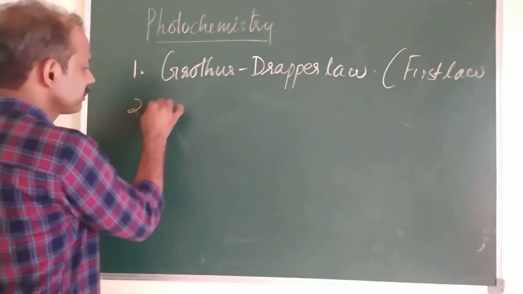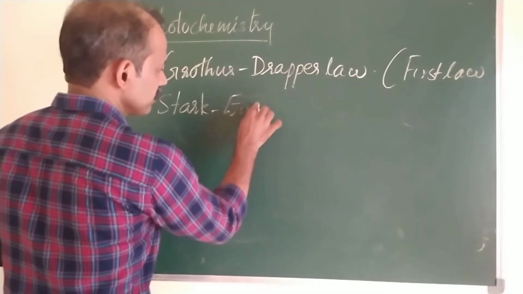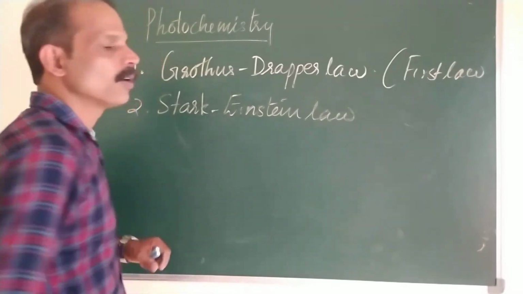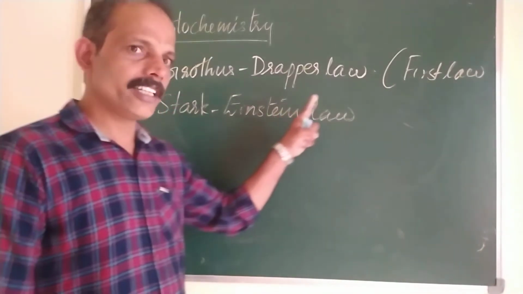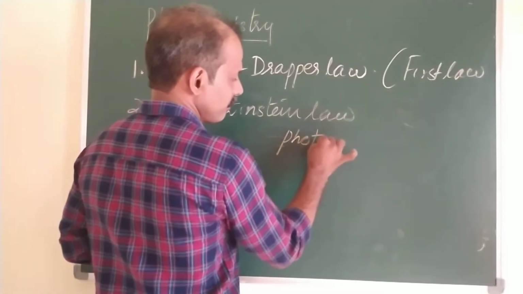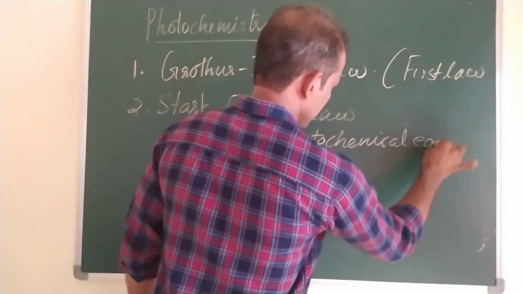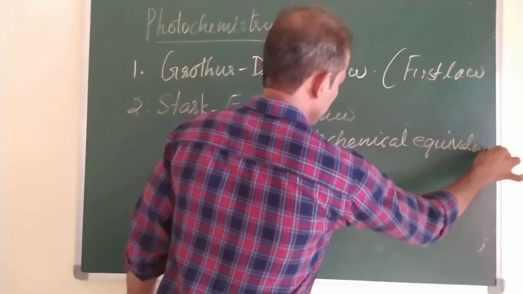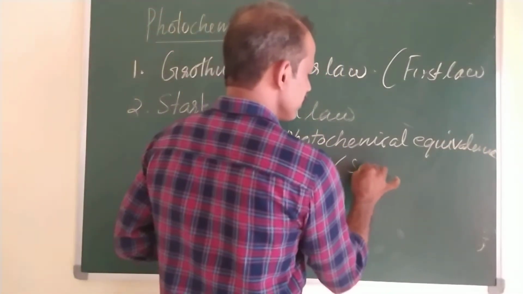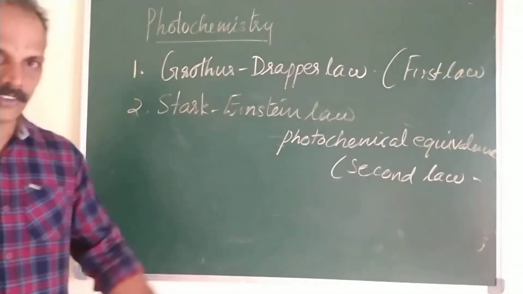The second one is the Stark-Einstein law of photochemical equivalence, and it is also known as the second law of photochemistry.